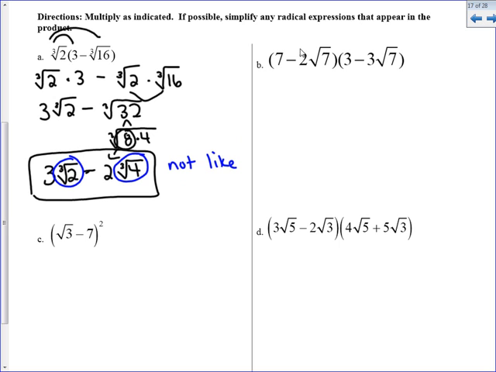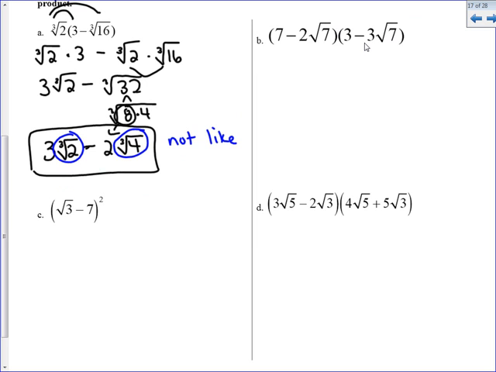So B, I have a binomial times a binomial. What's that process going to be here? Foiling. We're going to have to foil this one. So we're going to have to go first, outer, inner, last. So my first is really nice, actually. 7 times 3. I can do that. The outer is going to be 7 times negative 3 square root of 7.